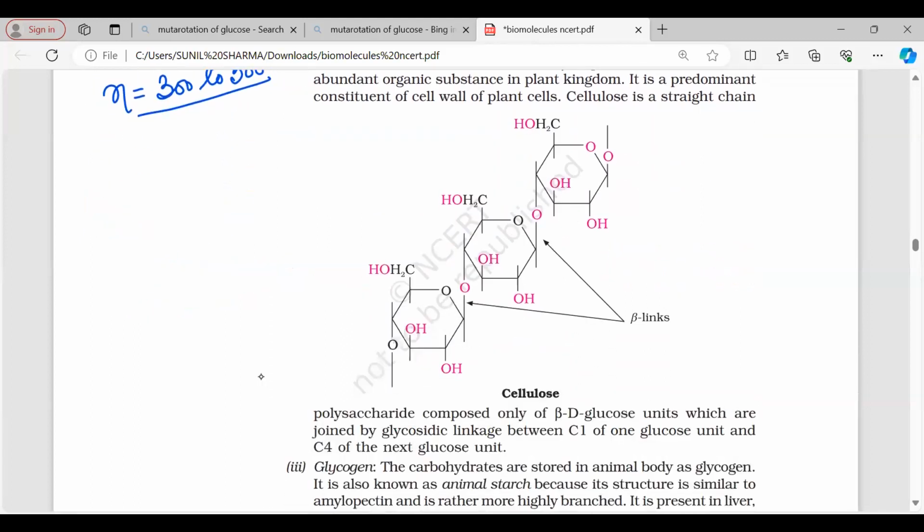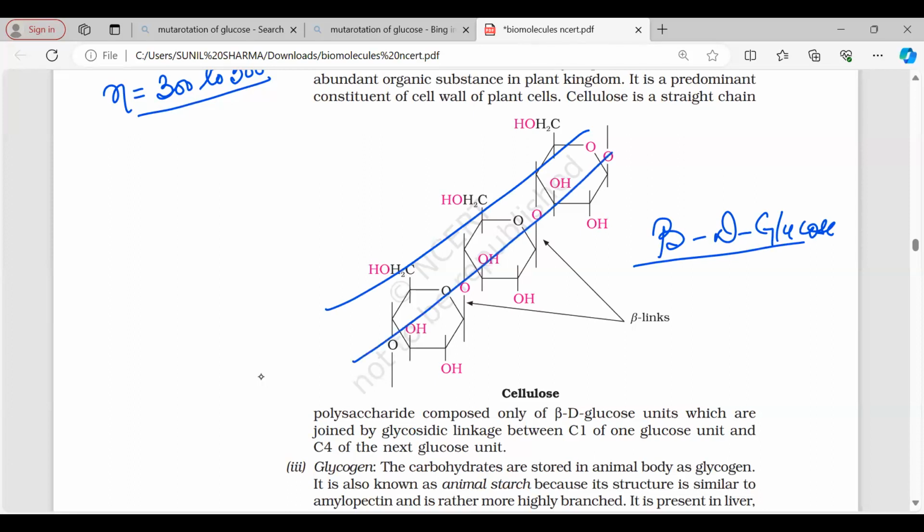And it is a linear polymer of beta D glucose. Structure not to be done. It's a linear polymer of beta D glucose. Understood?